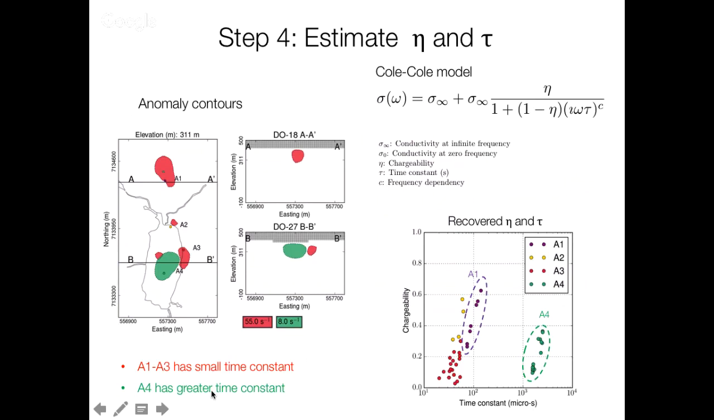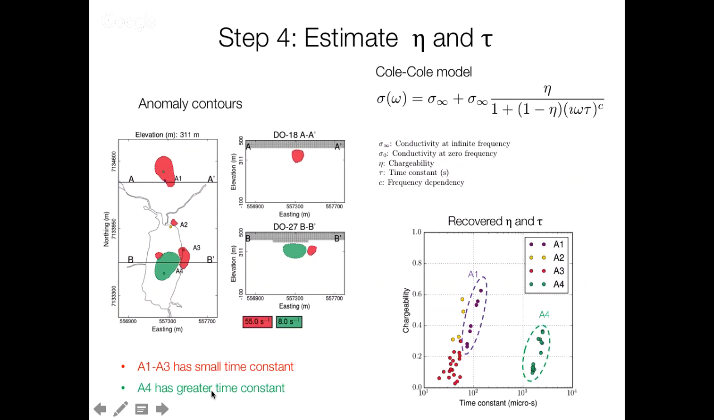I'm a bit confused. What's the significance of the time? How come you go from an earlier time where the A1 was more chargeable than A4, or less, and then at the later time it switched? But is that a rock property? So you're saying that the K is longer for A4 rocks, so they're going to hold the charge longer.